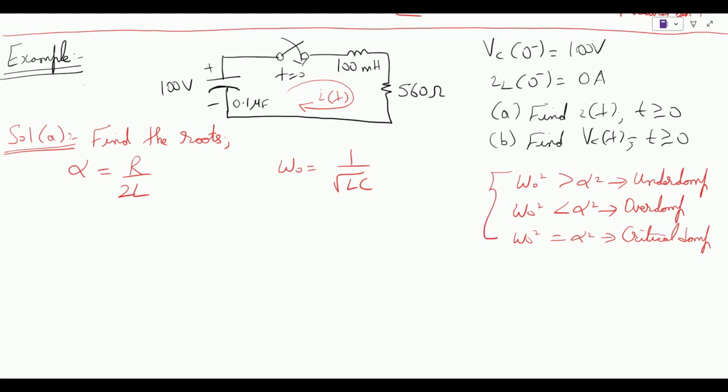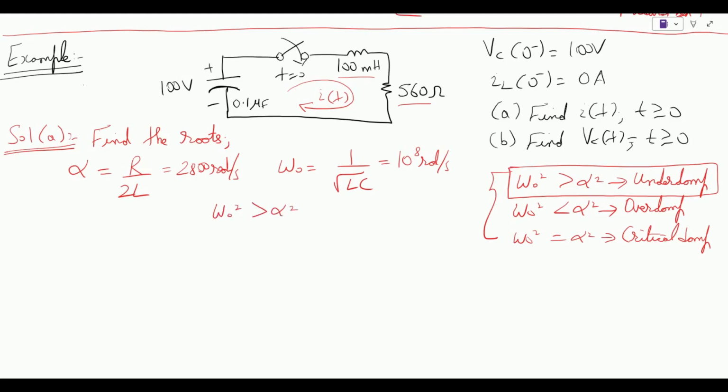So let us say the Neper frequency comes out to be 2800 radians per second for this value of resistor and inductor, and the resonating frequency comes out to be 10 raised to power 8 radians per second. We can see that the first condition is getting fulfilled, which means that the system has underdamped behavior because omega naught squared is greater than the Neper frequency squared. Since this is the case, we know that the current can be figured out by using this equation.